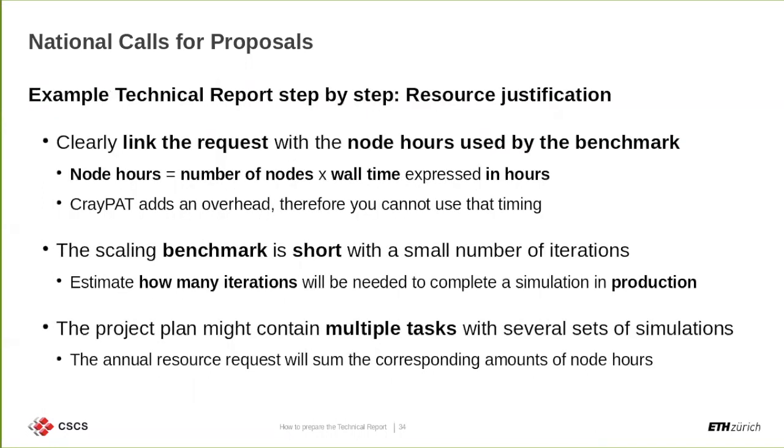And last, resource justification. As we said, we need to clearly link the request of node hours with the node hours used by the benchmark. As I said, node hours are just the number of nodes multiplied by the wall time expressed in hours. And since CRAPath adds an overhead, we cannot use that timing, but we use the initial optimal timing on 16 nodes. Since the scaling benchmark is short, with a small number of iterations, we need to estimate how many additional iterations we will need in a production project.